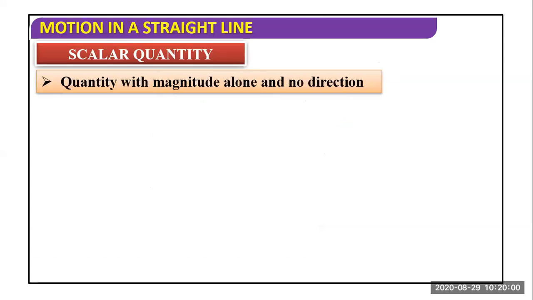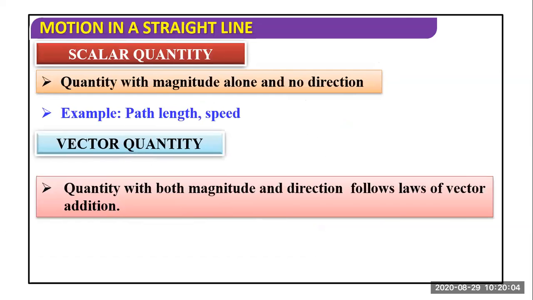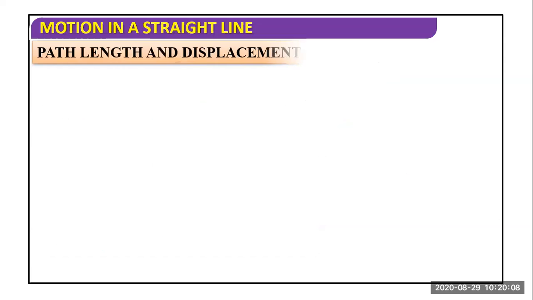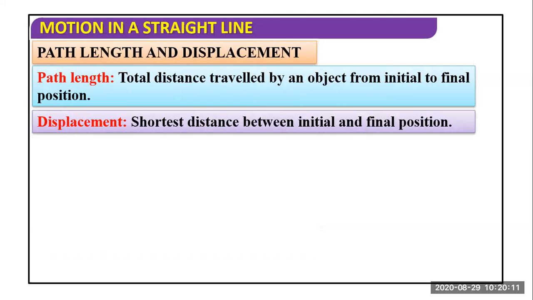Okay. So we have already discussed scalar quantities. What are the scalar quantities? What are vector quantities? Now, what are path length and displacement? Path length, or distance traveled, we say. The total distance traveled by an object from initial to final position is called path length, and the shortest distance between initial and final position is called displacement.